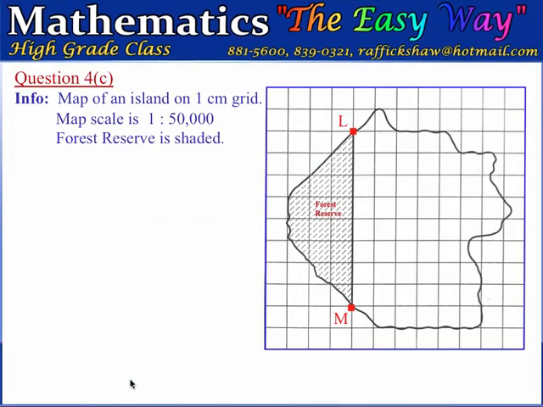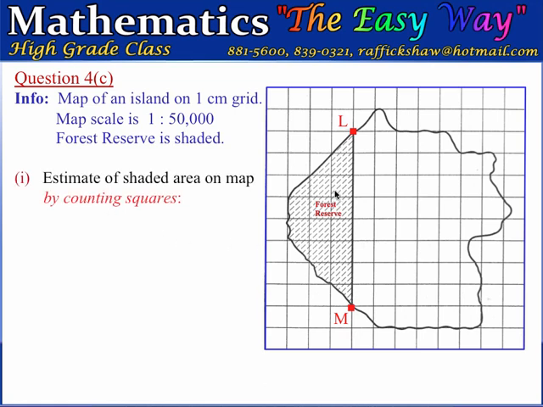Let's move down now to part C. Part C now is bringing our attention to this forest reserve which is shaded, and we are asked now to estimate the area of the shaded region on the map by the method of counting squares. So we want to count the number of squares and estimate the area in this shaded region. And we will estimate the area by counting the number of whole squares and the number of half squares. So we see we have a number of whole squares here in the middle, and we have half squares at the edges, and we can mark those squares.